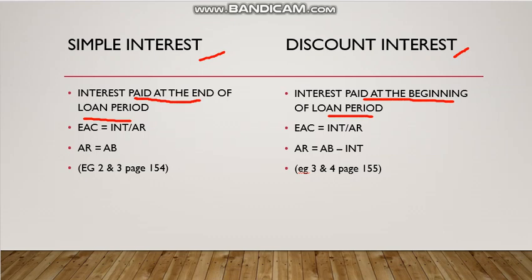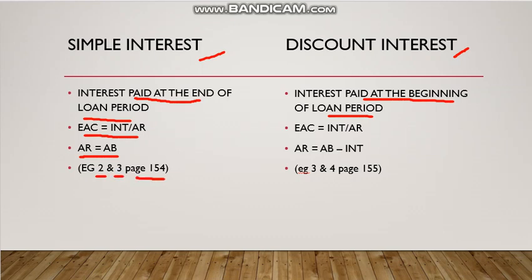So, EAC equals interest divided by AR. AR is the amount that we are going to receive. Under simple interest, AR equals AB. Alright, for those who are ready, you can go through example 2 and example 3 on page 154 by yourself.